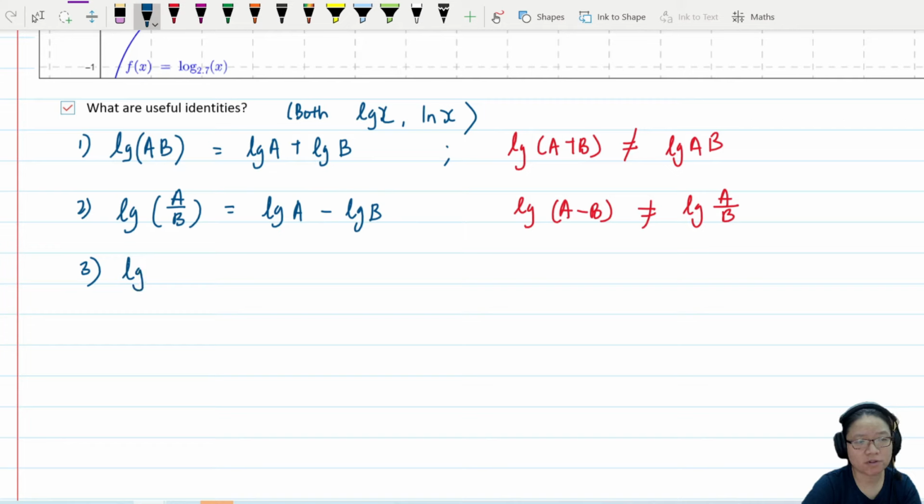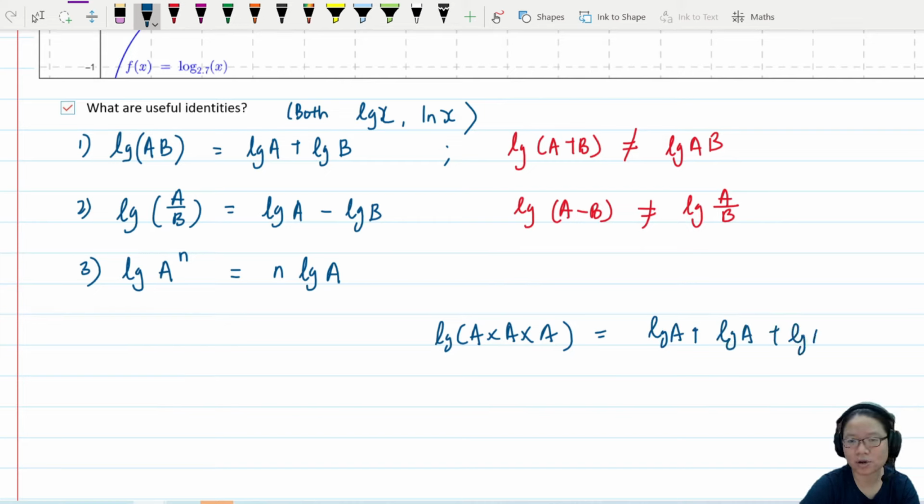Number 3. Let's say you have log of A to the power of n. Power 2, power 3, power 10, doesn't matter. You can bring down the n. So this is n log A. You know why? Because it is log of A times A times A. Let's say log of A power 3. So this is log A plus log A plus log A, which is 3 log A.